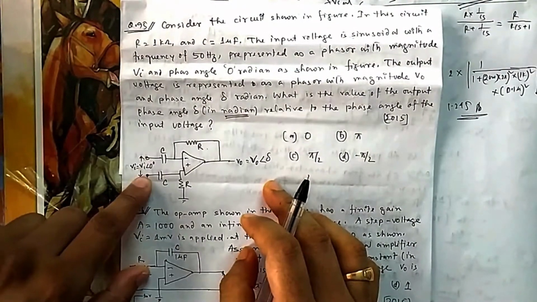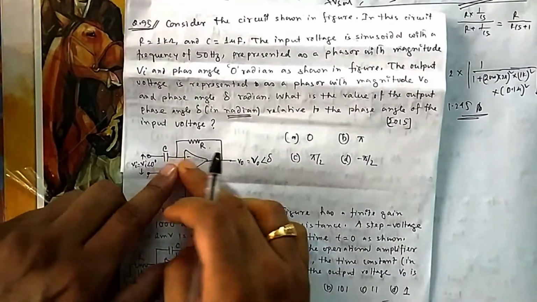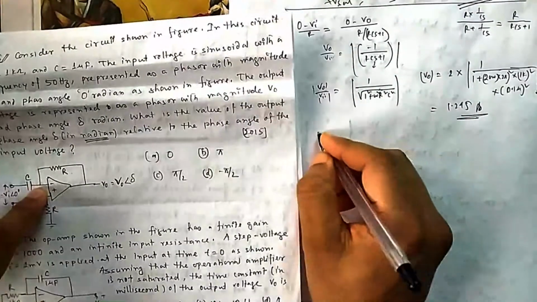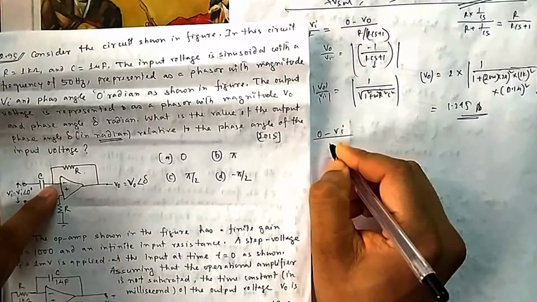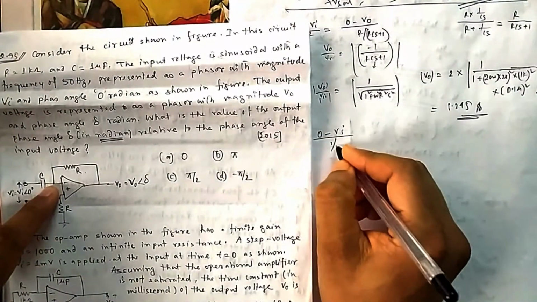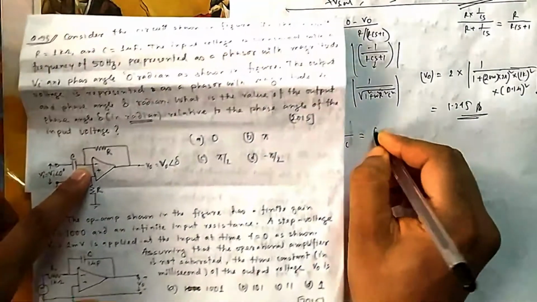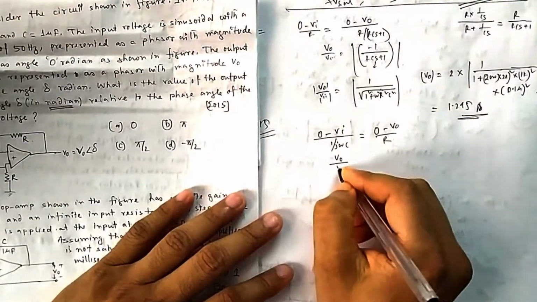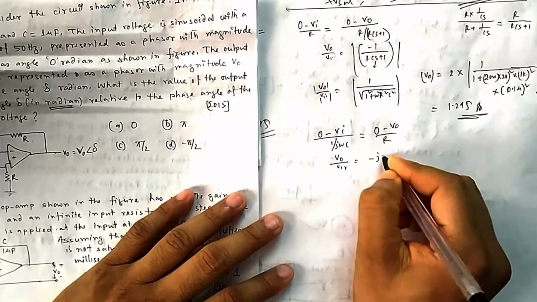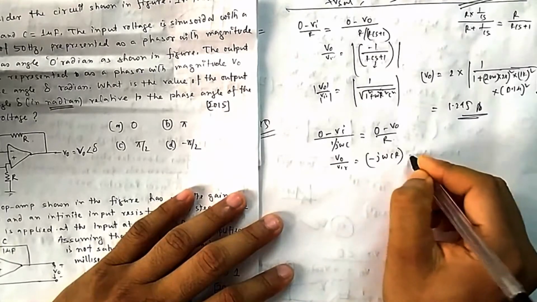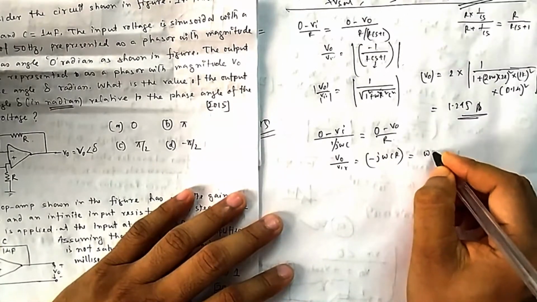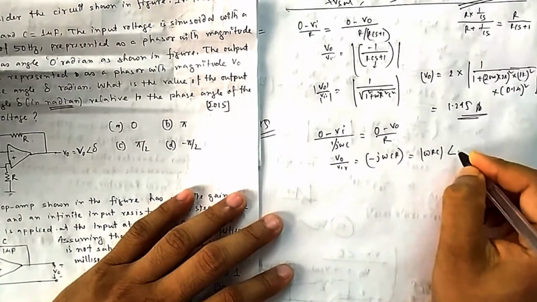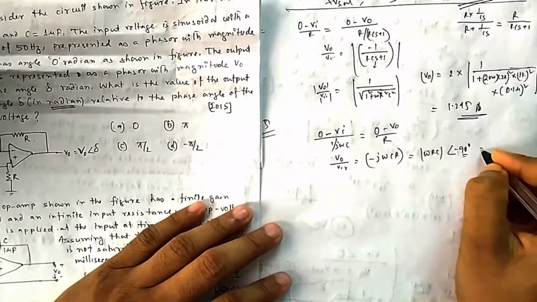Let me take this as 0. So here it is 0, and here it is 0. So you can directly apply 0 minus V in by 1 by j omega C is equal to 0 minus V0 by R. If you do this, you will find V0 by V in is equal to j omega C R. So what is the angle of this one? Omega RC is the magnitude and the angle is 90. So that is pi by 2.